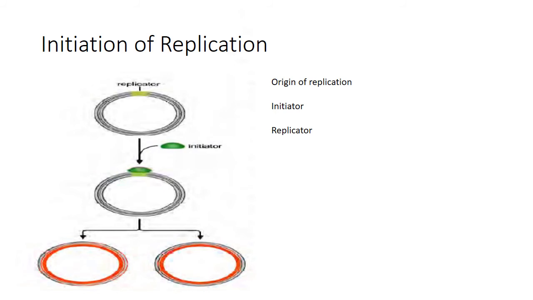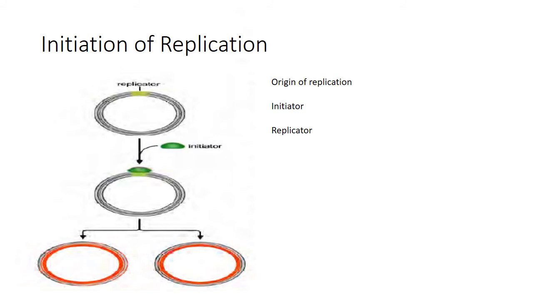Now we come to initiation of replication. The initiation of replication takes place at a particular point on the DNA which is called the site of origin. Apart from this, a theory was proposed which involves an initiator and a replicator, and this is something apart from the site of origin. The site of origin is said to be a point where the DNA binding is weak and it can easily open up.